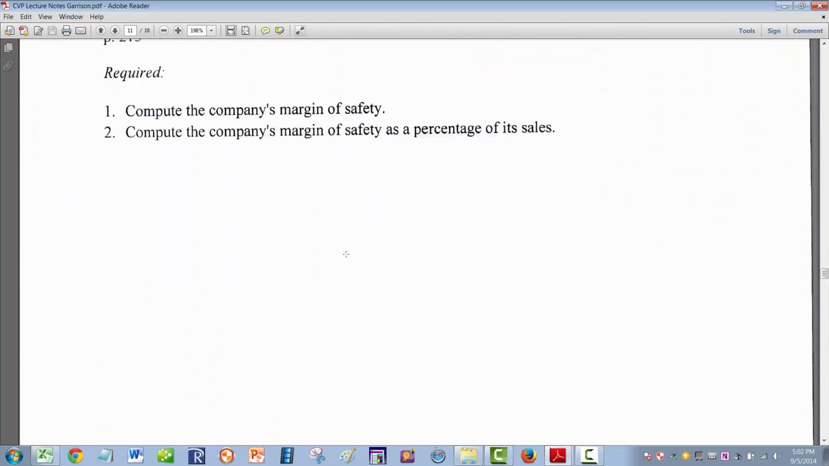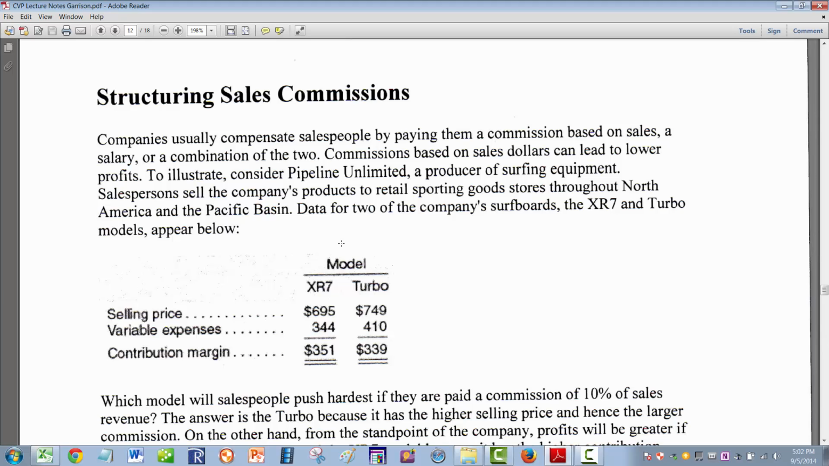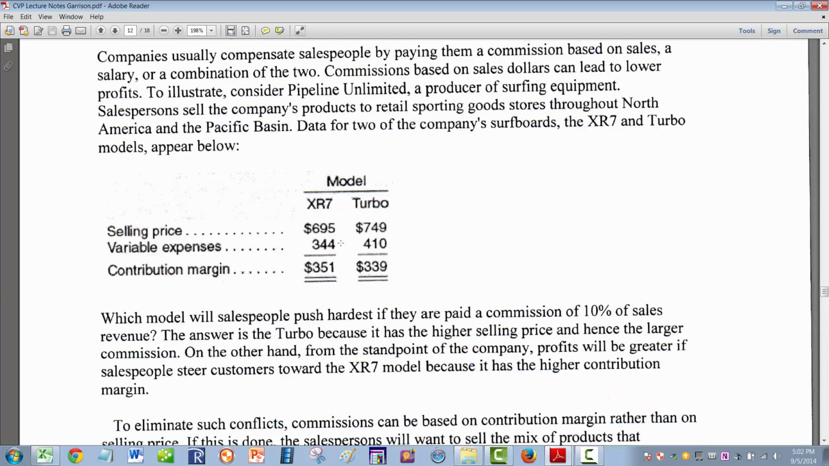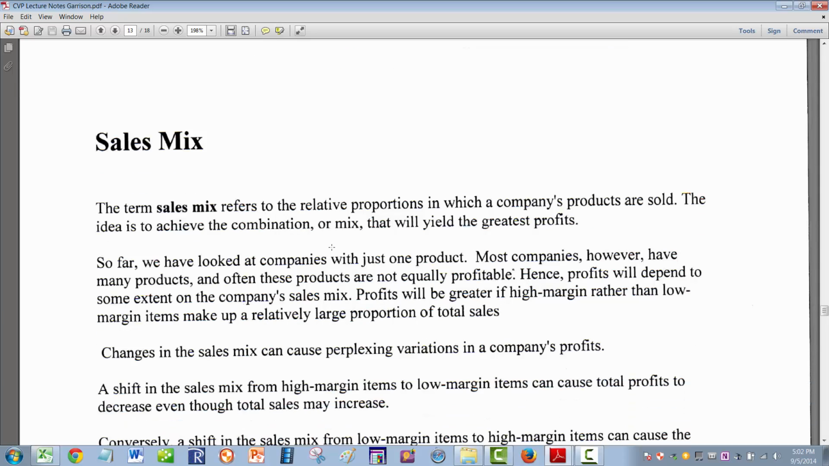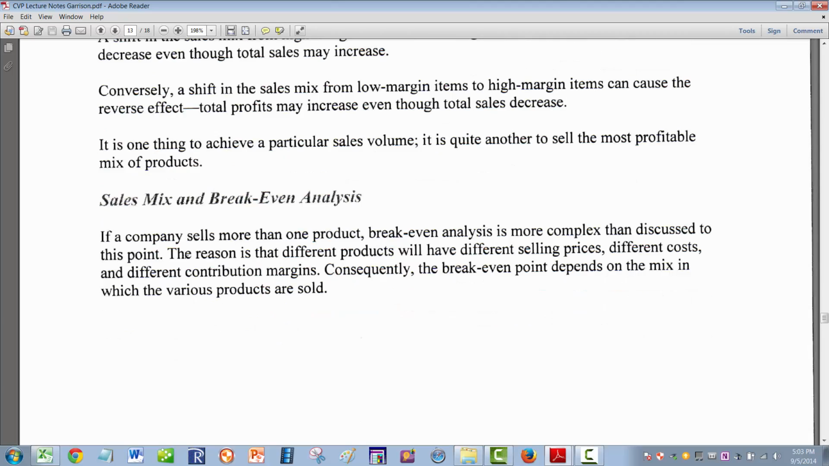So again, here's an example I would have used in class in a face-to-face lecture. So here's some notes. I just want you to read through that on structuring sales commissions and how that can have a huge effect on a company. Again, I'm including this in your notes for completeness so that you'll be a complete accountant and aware of all of these topics. And also, I'm including some information here about sales mix and how that can affect a company and that they want to have the proper sales mix. Now, a complete discussion of this is beyond the scope of this text in looking at it in a very detailed way, but I want you guys to be aware of these topics as you go through.